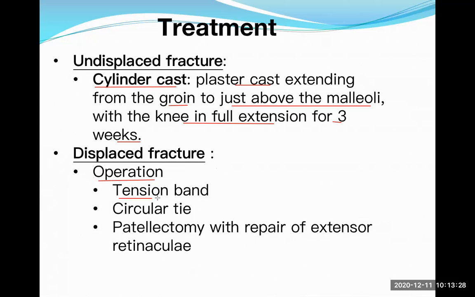That is done by tension band application, circular tie application, and patellectomy with repair of extensor reticuli. Patellectomy is the removal of the patella, probably in case of severely comminuted fracture. Okay, we have to go for patellectomy. But after that, we need to repair the extensor reticuli or extensor apparatus. Otherwise, the person cannot extend the knee joint later on.